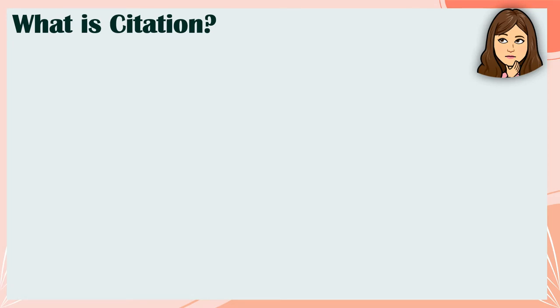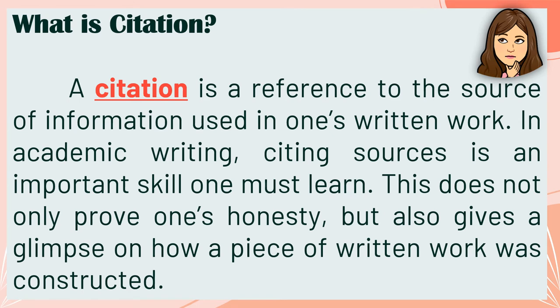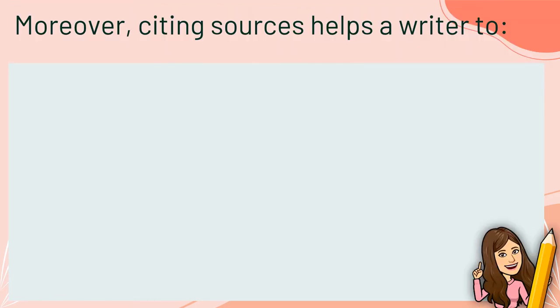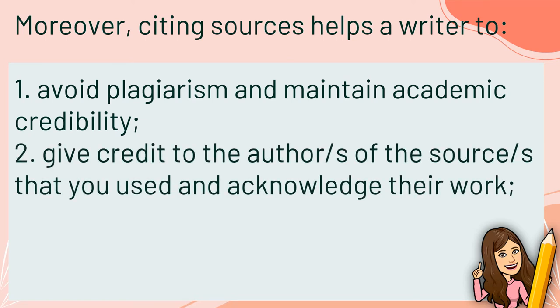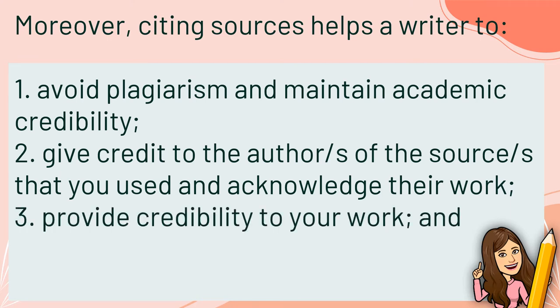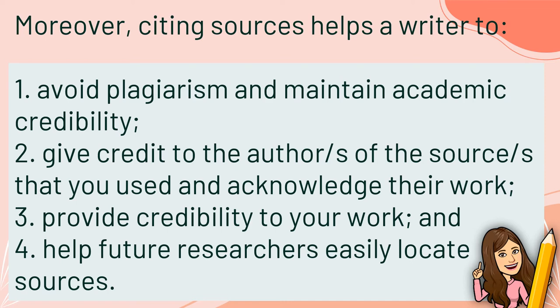So, what is citation? A citation is a reference to the source of information used in one's written work. In academic writing, citing sources is an important skill one must learn. This does not only prove one's honesty, but also gives a glimpse on how a piece of written work was constructed. Moreover, citing sources helps a writer to avoid plagiarism and maintain academic credibility. 2. Give credit to the authors of the sources that you used and acknowledge their work. 3. Provide credibility to your work. And 4. Help future researchers easily locate sources.